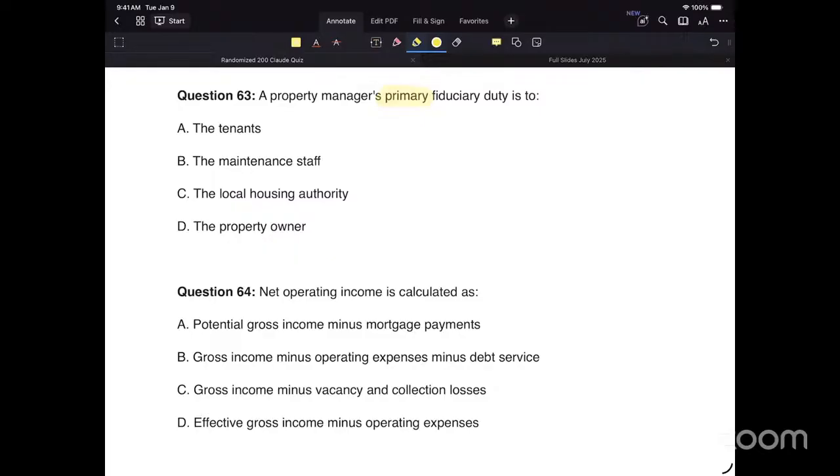Caroline, you said possession, interest, title, and time. Right. Tenants, maintenance staff, local housing authority, or the property owner. Well, guys, I know you know this. It's going to be D, the property owner, because a property manager's client is the owner, and you owe fiduciary duties to your client.